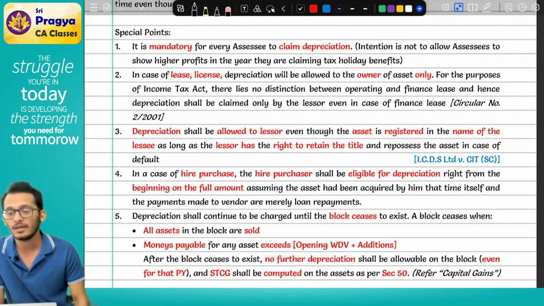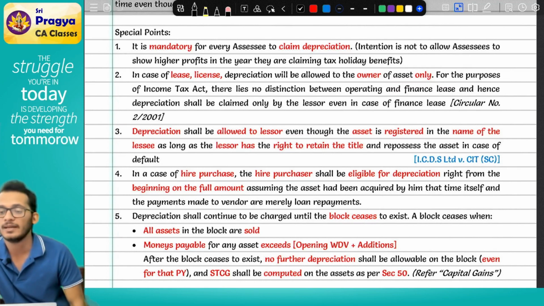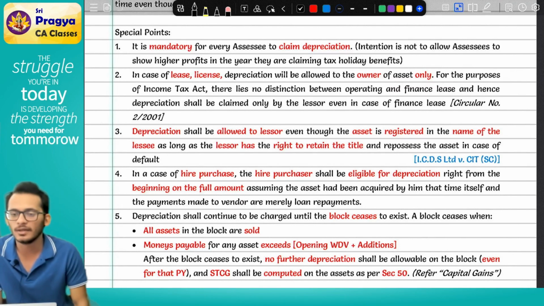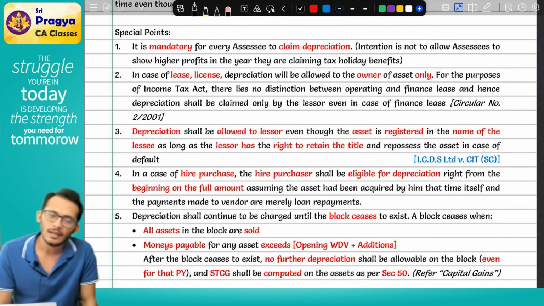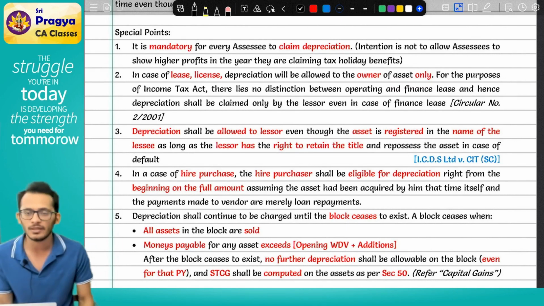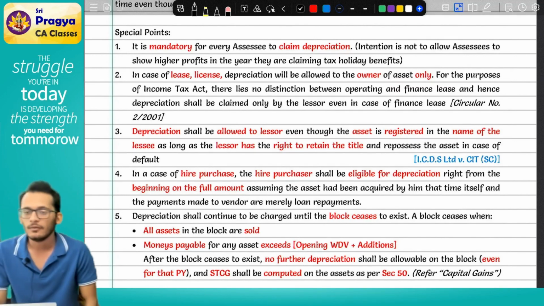Next. In case of hire purchase, the hire purchaser shall be eligible for depreciation right from the beginning on the full amount, assuming that the asset has been acquired by him that time itself and the payments to vendors are merely loan repayments. So if you are doing a hire purchase transaction, technically it is nothing but a loan installment. The day you started the hire purchase, that day itself you became the owner. So that day itself you can claim depreciation on the full asset. Don't wait for loan payments to happen.